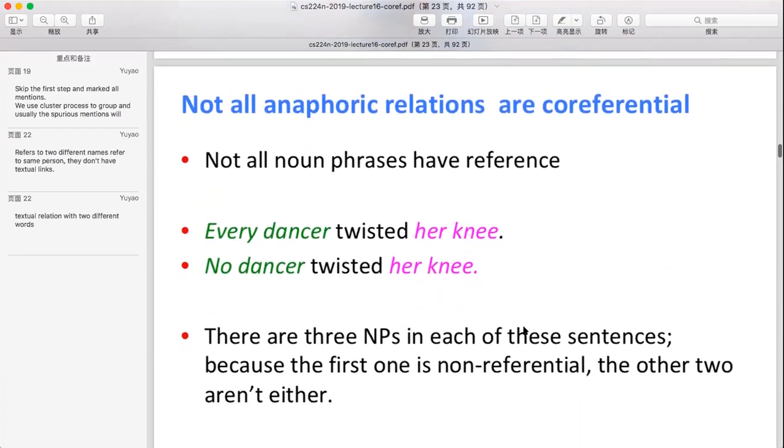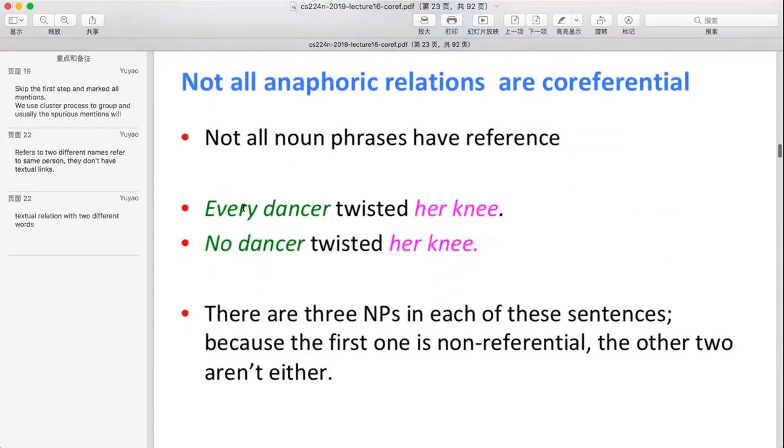Another slight thing we need to mention here is that not all anaphoric relations are coreferential. For example, "Every dancer twists her knees." "Every dancer" doesn't refer to any specific people, any specific group. It's not a valid mention, not a valid coreference. And "no dancer" here also doesn't refer to any specific group. So there are anaphora words, but they don't have a specific coreferent relation between each other.